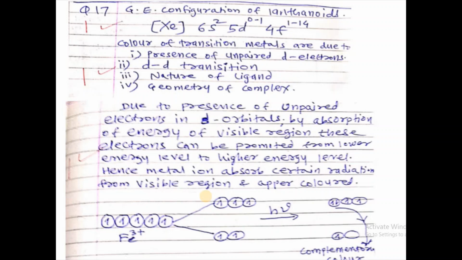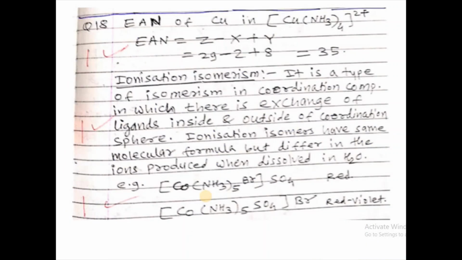Here I have explained one example. Iron Fe3+ has 5 unpaired electrons, and when splitting of the d orbitals takes place, the electrons are arranged like this. One electron from a lower energy level can be promoted to a higher energy level. When that higher energy level electron comes back to the ground state, it emits the color of the complementary radiation. Hence these transition elements are colored due to the d-d transition.